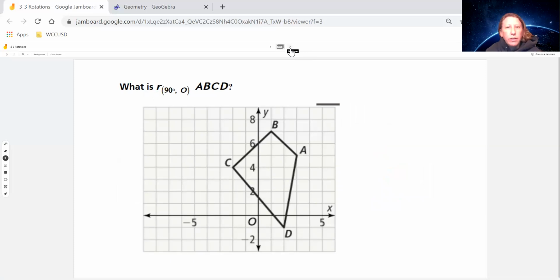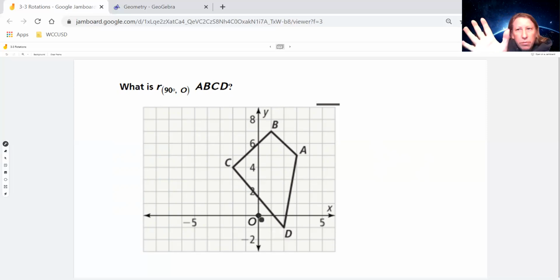All right, so let's try one. Here's what looks like a trapezoid. These lines look parallel to me. And we want to rotate it 90 degrees. So the r stands for rotation, and then 90 degrees, comma, about point O. In this problem, point O is right here. That's the origin. You have to define your point of rotation. For this class, we're only going to use the origin as the point of rotation.